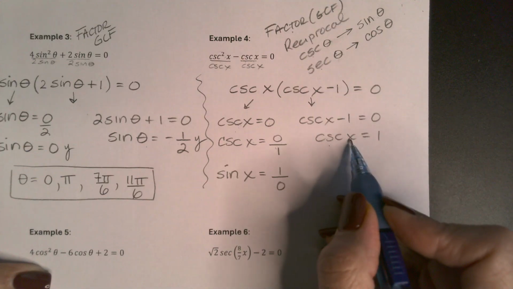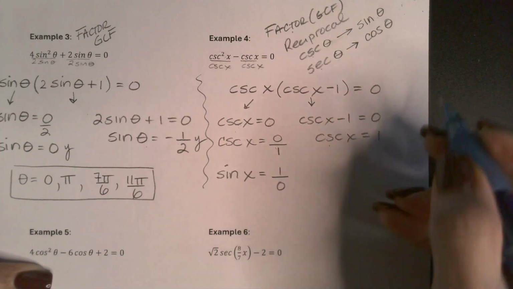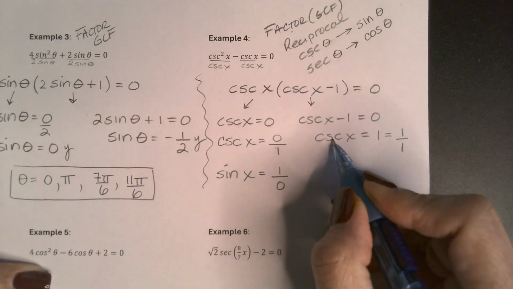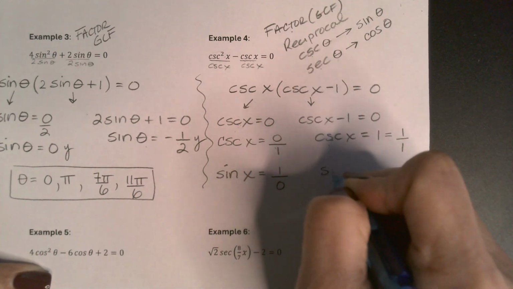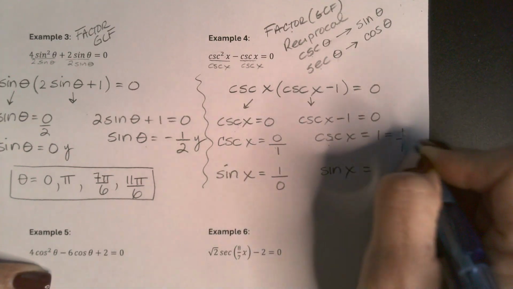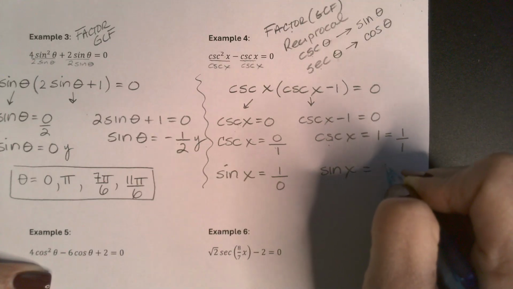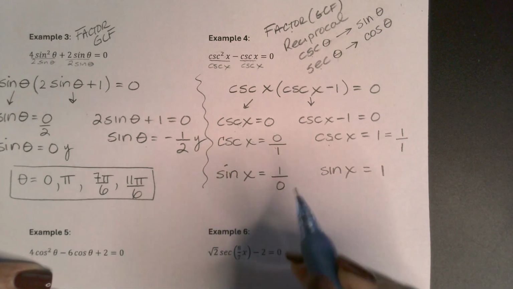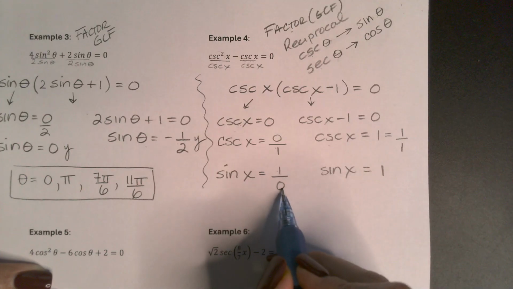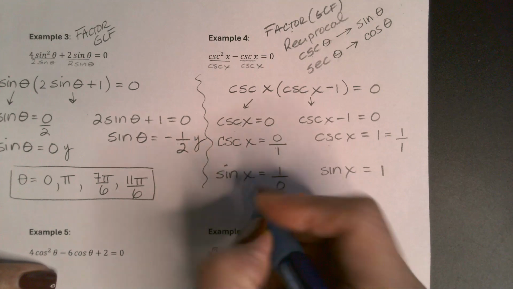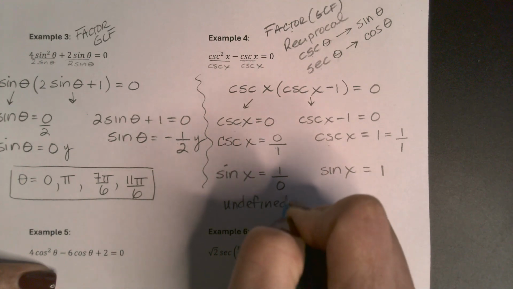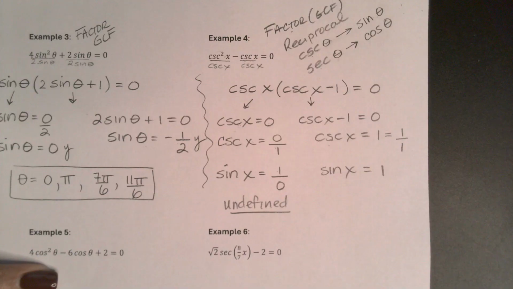Cosecant x equals 1. 1 is the same thing as saying 1 over 1. The reciprocal of cosecant is sine x, and the flip of 1 over 1 is still 1 over 1. So I'm just going to put a 1. Okay? 1 cannot be divided by a 0. That's an undefined value. Okay, so we're undefined here. So there is no solution to look for on this one.